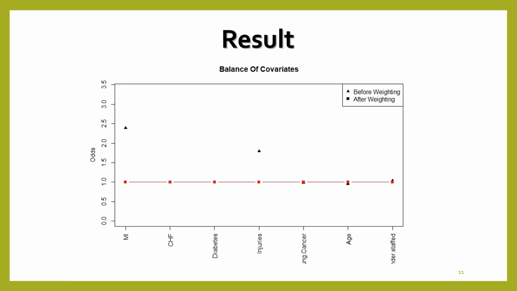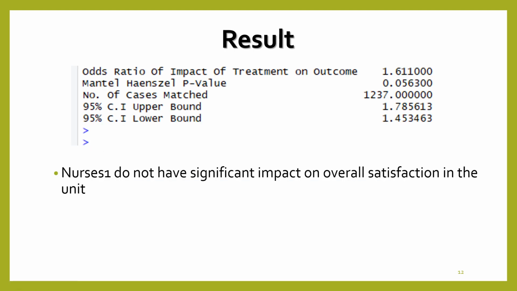So these are the results. As you can see, the black triangles are before weighting and the red squares are after weighting. All the covariates have been balanced with odds equal to 1.0. The odds ratio of the impact of treatment on outcomes is 1.611, and the p-value is 0.0563, which means that nurse 1 does not have a significant impact on overall satisfaction in the unit.